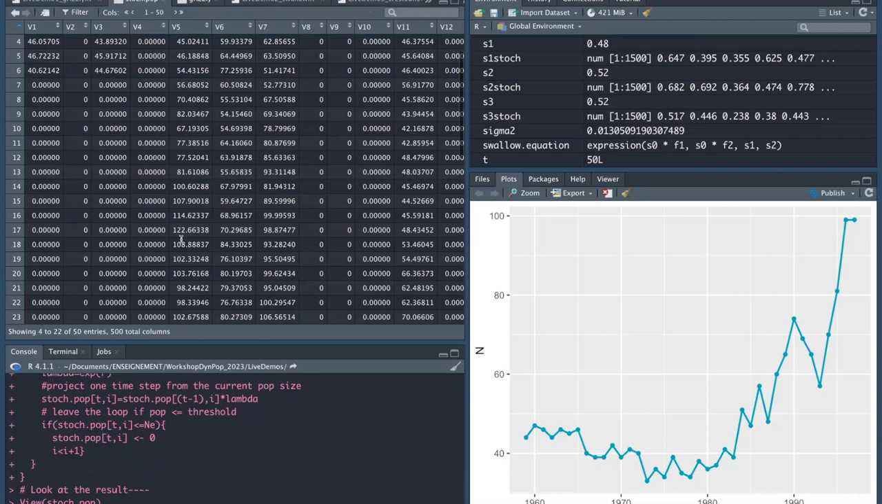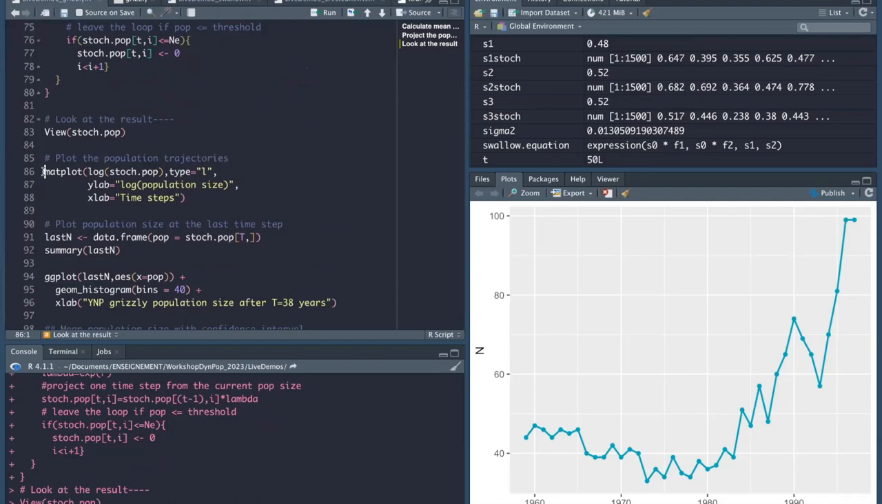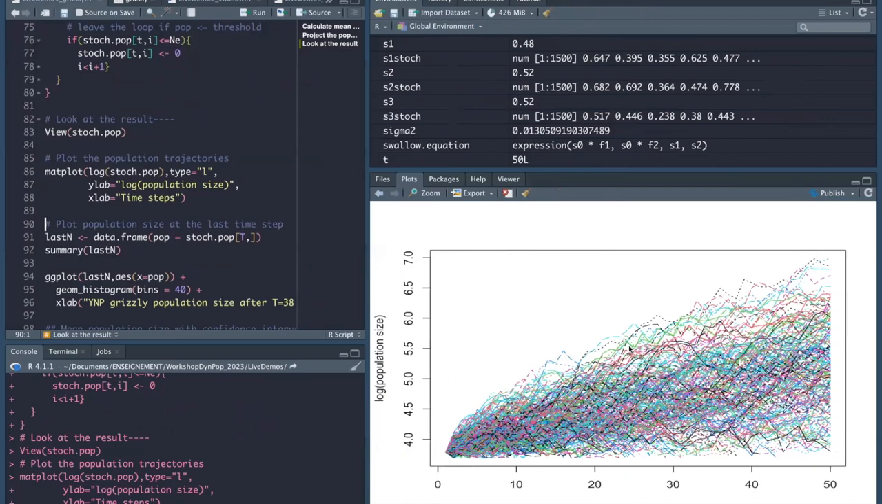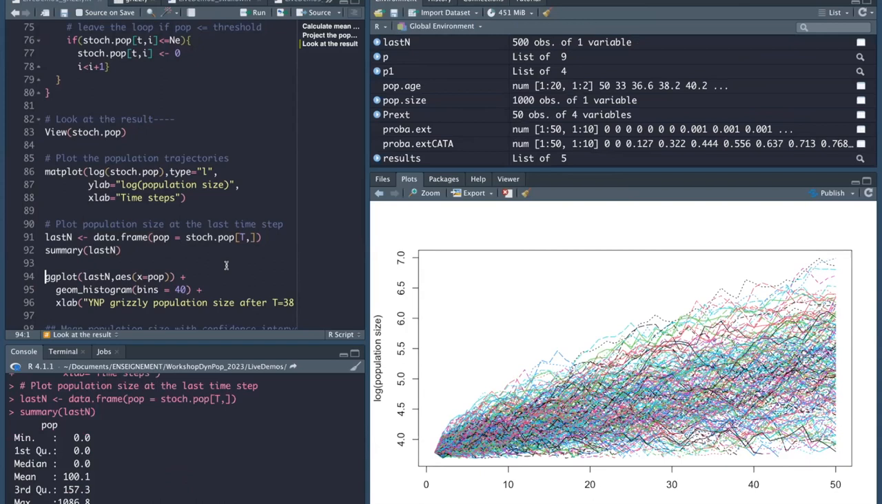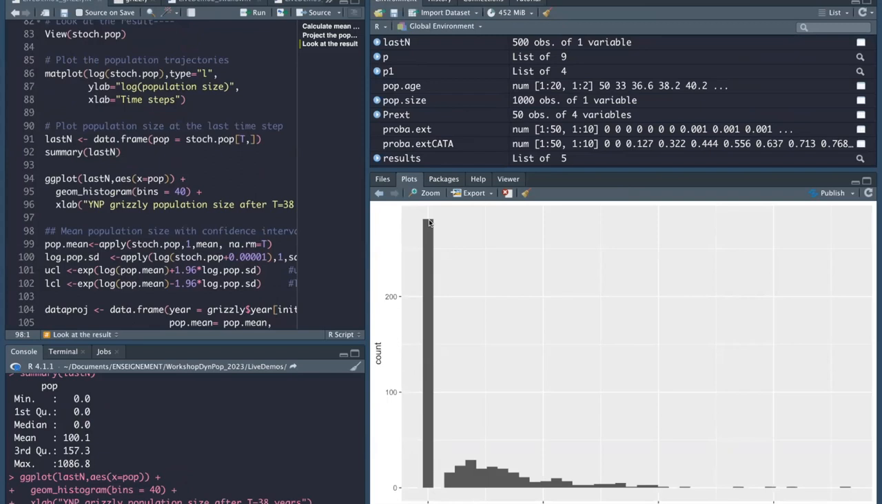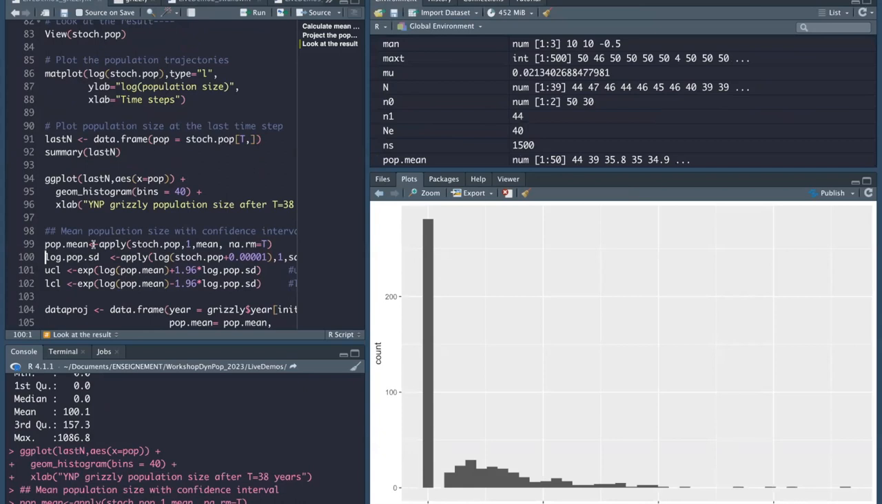Okay, so let's have a look at it with a plot. We just see the 500 populations here. Some of them are going very big because that's log of population size. Let's see the distribution of population sizes at the last time step. So you see that when we increase the minimum viable population threshold to 40 instead of 30, many more populations are going extinct.